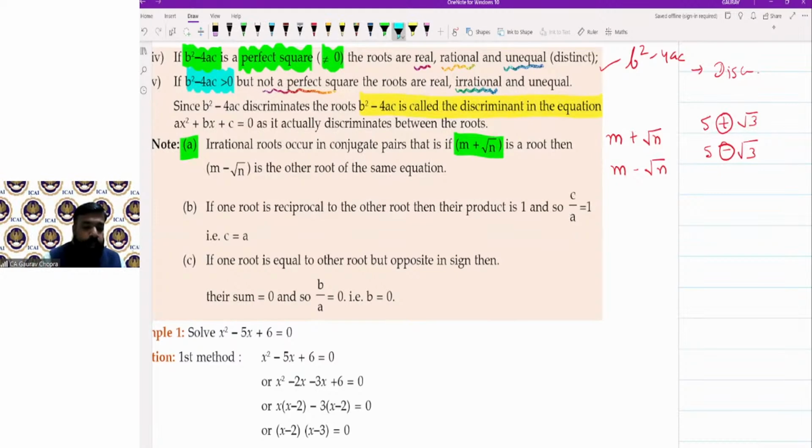Now, the second one. If one root is reciprocal of the other, that means if one root is 2, then the other root will be 1 by 2. If one root is 3, the other will be 1 by 3. Then in this case, what will be their product? If we multiply them, the result will be 1 always. So whenever we multiply two roots which are reciprocal of each other, their product is always equal to 1. So here we can write the product as 1.